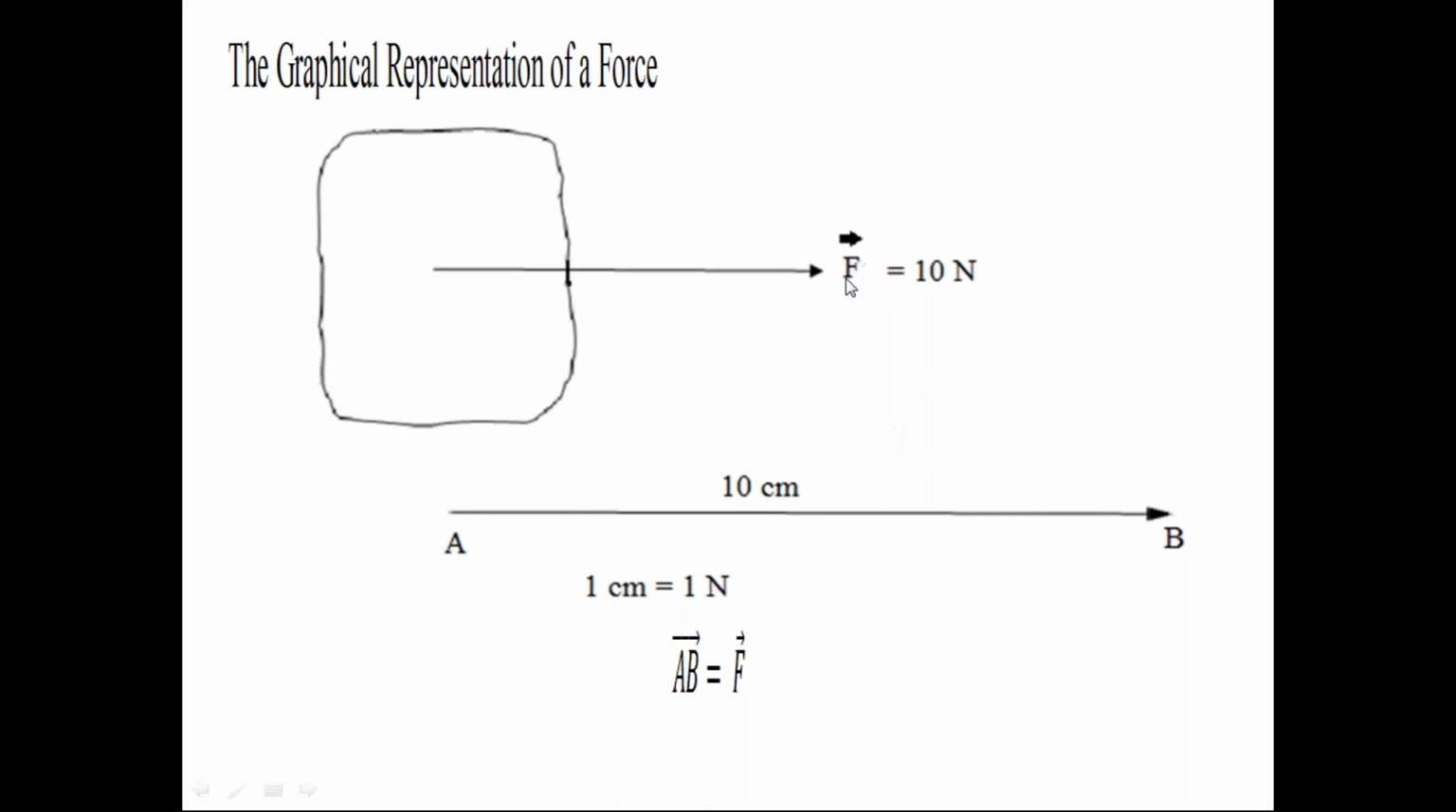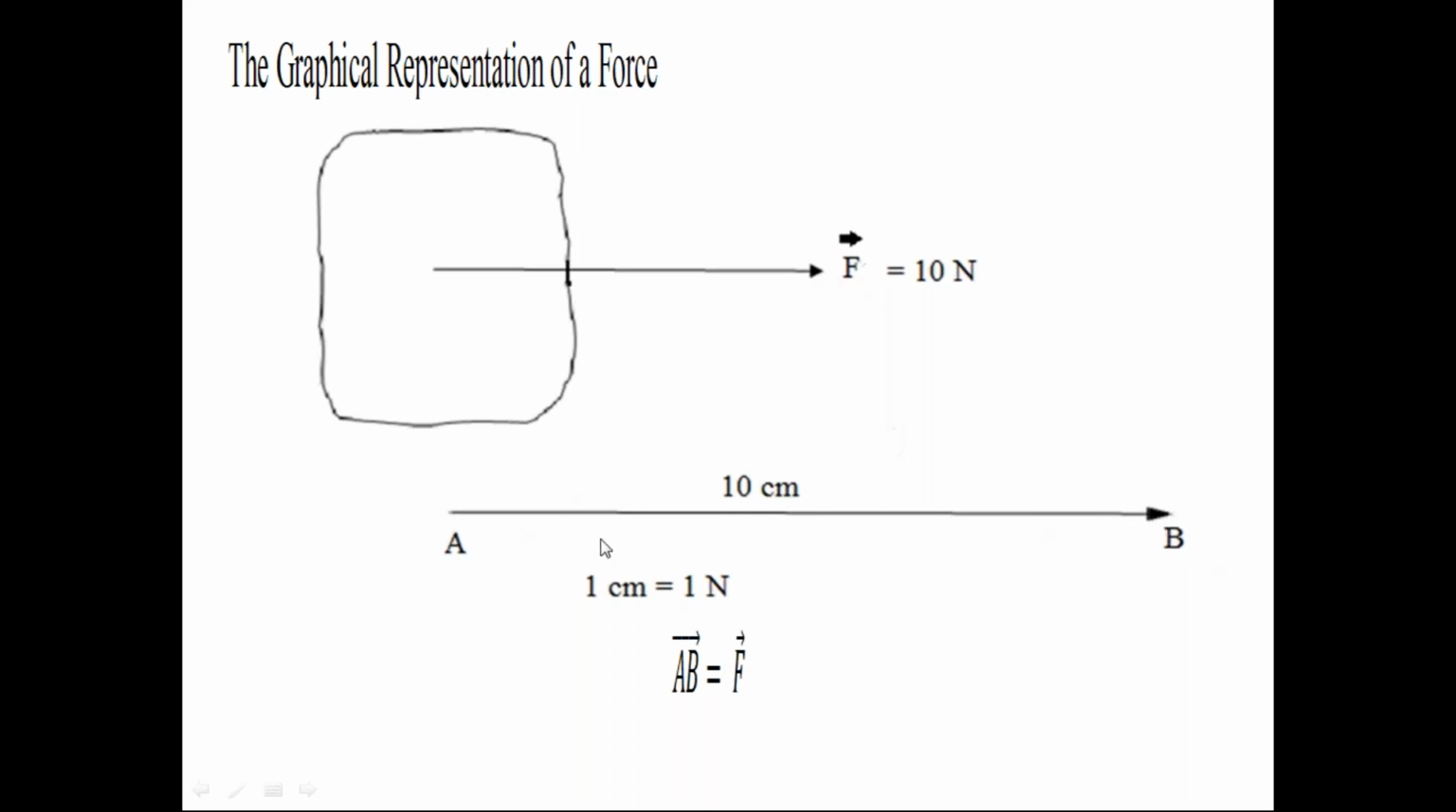What is the real force magnitude? 10 newtons. So 1 centimeter length is equal to 1 Newton, so 10 centimeter length is equal to 10 newtons. That is nothing but the real force magnitude. So select the length of the straight line such that it represents the real force magnitude. Then at the end of the straight line, indicate the direction of force in the form of an arrow.